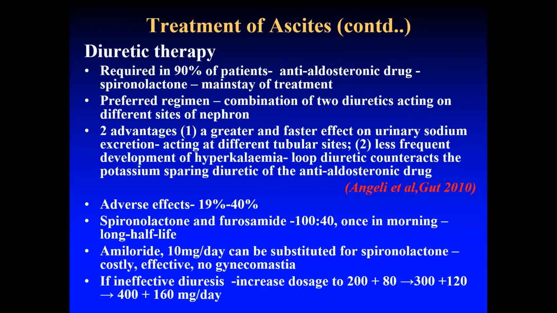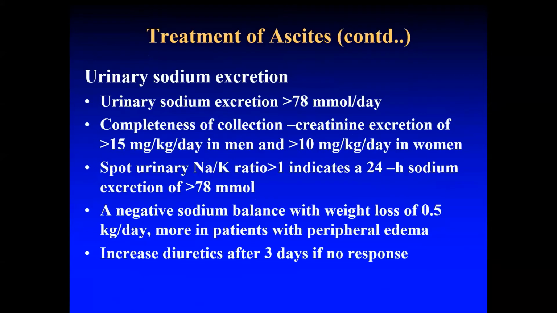Spironolactone and furosemide are given in the dose ratio of 100 to 40 once in the morning, and then you can increase it to 200 to 80, 300 to 120, and finally 400 to 160. If these patients develop any painful gynecomastia, you can substitute it with amiloride 10 mg per day to avoid the gynecomastia.